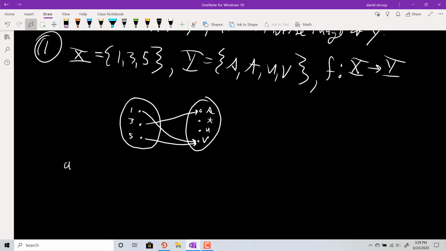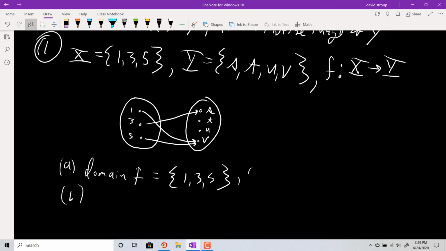Okay, so part A, we want to know what the domain is, and of course the domain of f is just going to be the set x. Okay, so it's just 1, 3, 5. The codomain, which I think they also asked for in part A, is just going to be the set y. Okay, so S, T, U, V, everything.